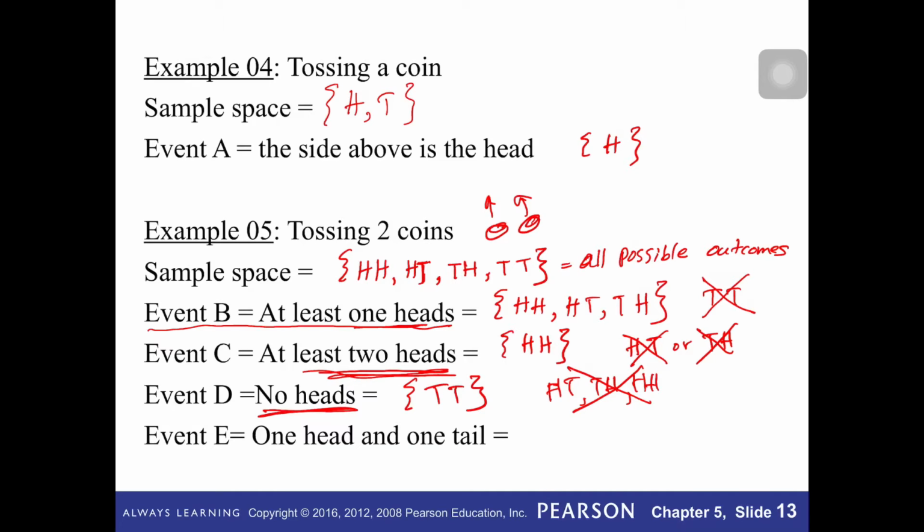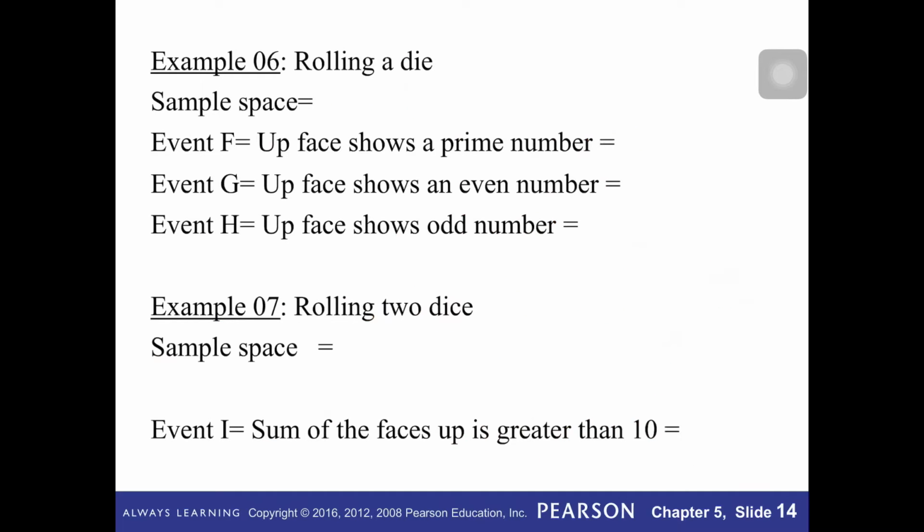Event E, one head and one tail. Definitely there should be one head and one tail, the second one and the third one, right? Can we use head head or tail tail? No, because it should be one head and one tail. Clear? Okay.